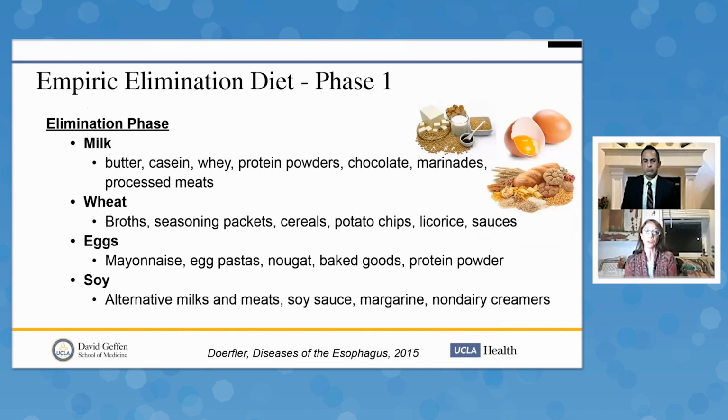Not only do we want to show them that marinades can have hidden milk in them, or processed meats can have added dairy products, but we want to find them alternative products, because if they love to eat turkey sandwiches every day, we want to make sure that we find them safe bread, safe condiments, as well as safe meats that they can use. We also want them to understand that just because something has soy in it does not mean it's automatically off limits. So things like soy lecithin are actually allowed in this diet.